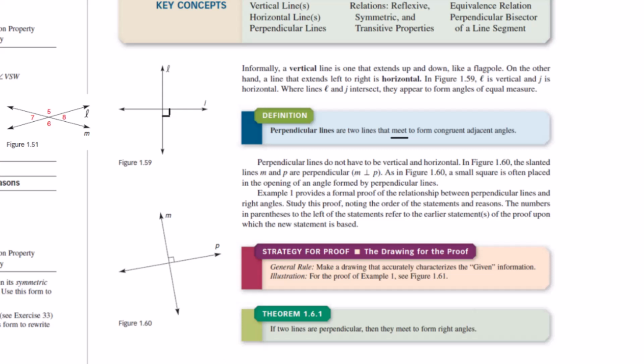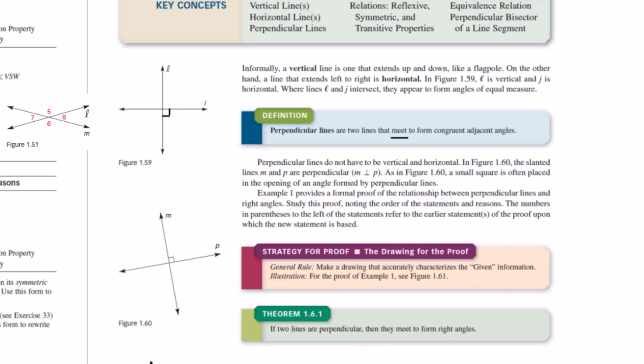So in the sense that we're just calling the case where two lines meet to form congruent angles, we're saying that's perpendicular. However, as a consequence of the definition, a theorem is that, this is not a definition, the theorem is that if two lines are perpendicular, then they meet to form right angles. That doesn't have to be true based on the definition of perpendicular, but they're saying it is true, and we can prove it.